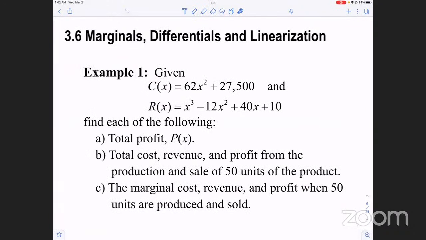Given this cost function and revenue function, find each of the following: total profit, total cost.